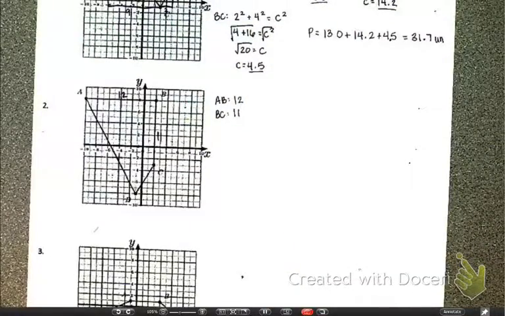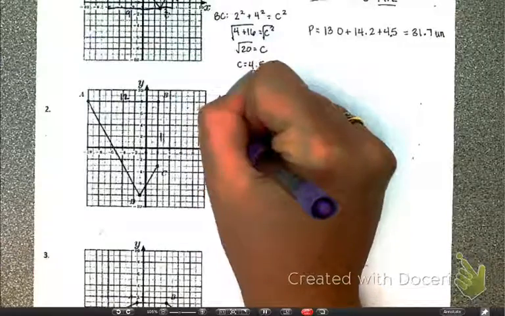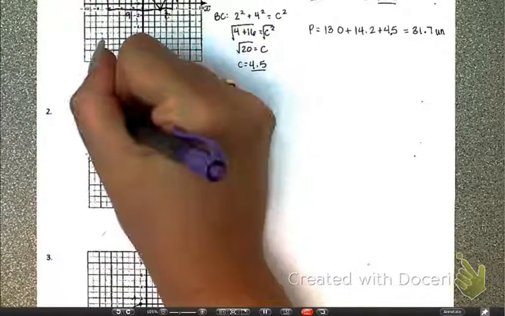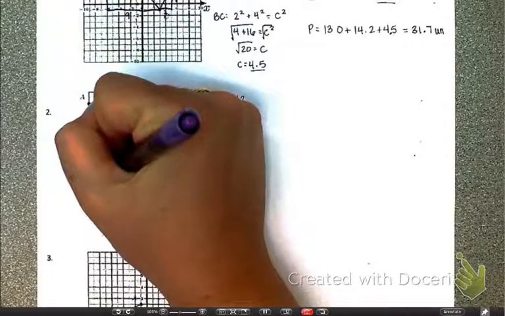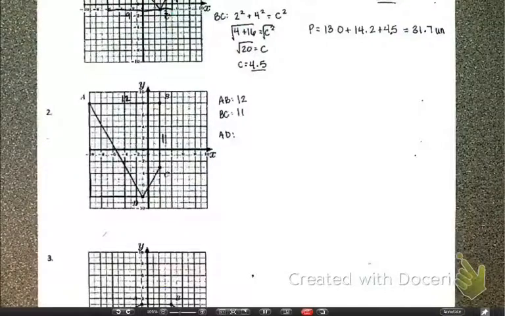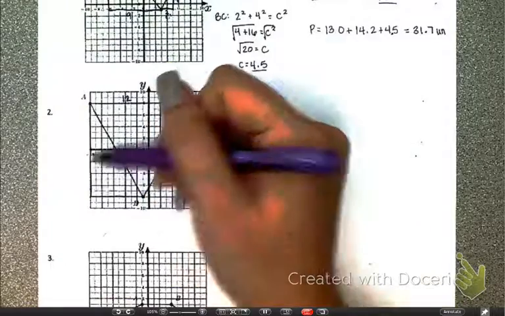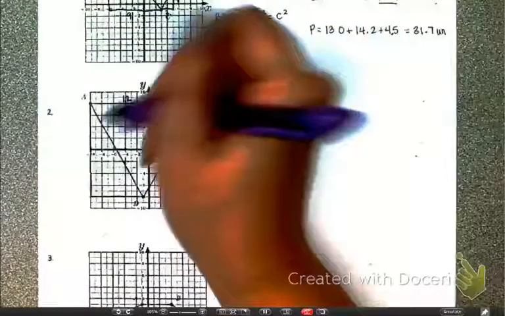Did you get 12 for AB and 11 for BC? Okay, so those 2 are done. Now I just have to find the side lengths of AD and DC. So let's do AD first. Are we sticking with Pythagorean theorem? Yes? Okay. It's harder to see up here, but make sure you draw on this right triangle. And then count those side lengths.